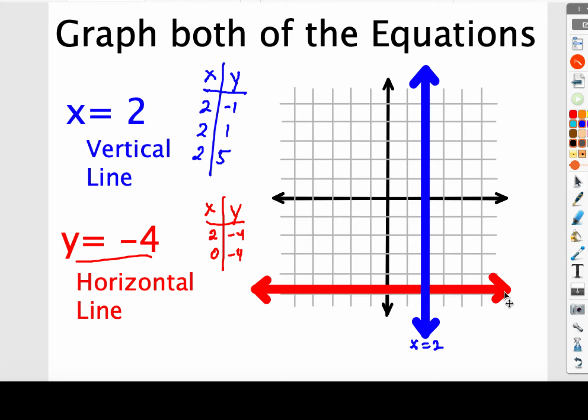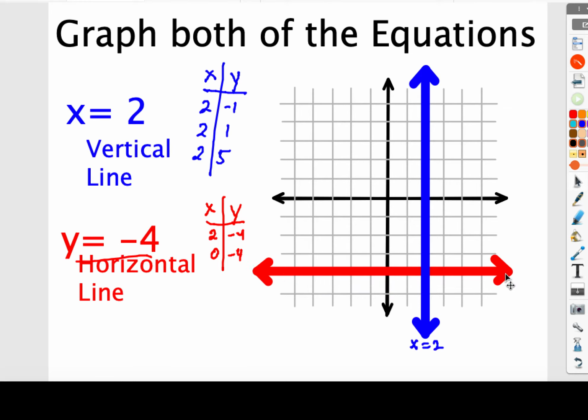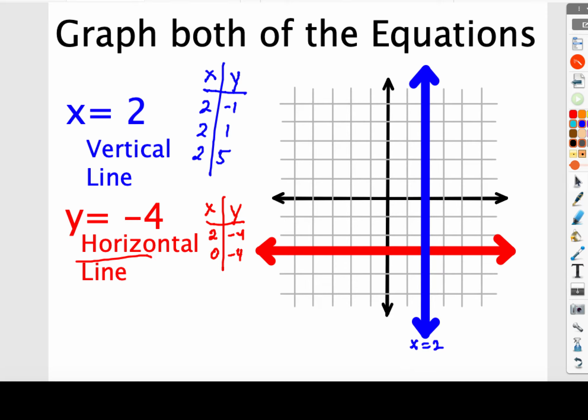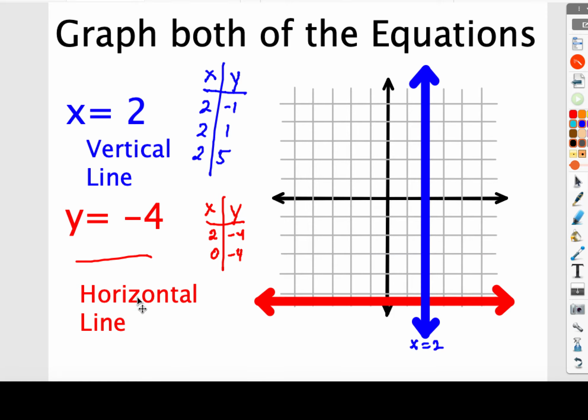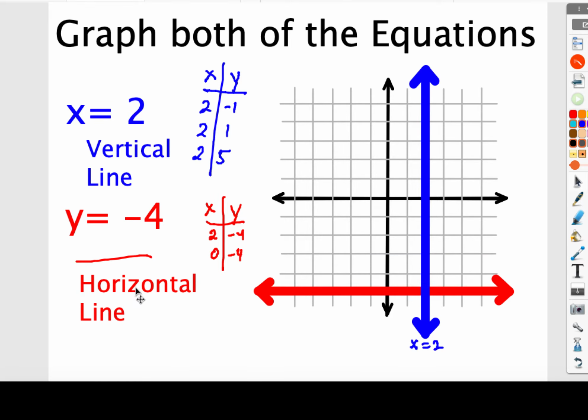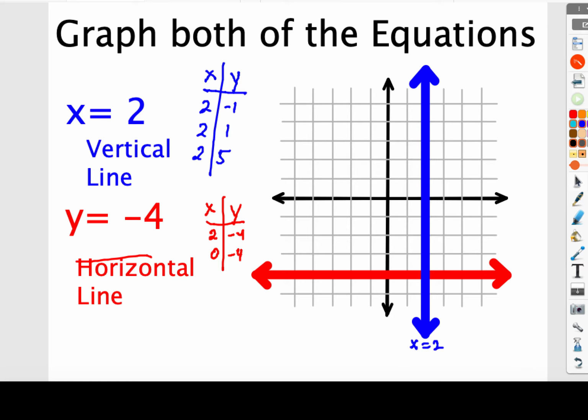Oops, it looks like that one's plotted a little low. I'm going to move that up just a little bit. So we're right there. Maybe that means I've got to move these lines out of the way. But again, that horizontal line, let's make sure we end up in the right spot here. Right there, where y equals -4 the whole time.